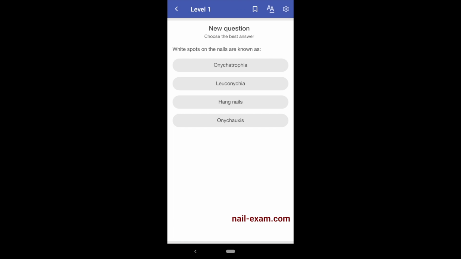White spots on the nails are known as. Answers: A. Onychotrophia. B. Leukonychia. C. Hang nails. D. Onychoxis. The answer is B.